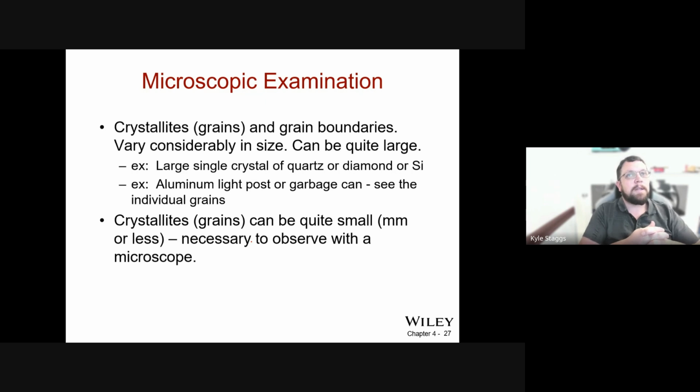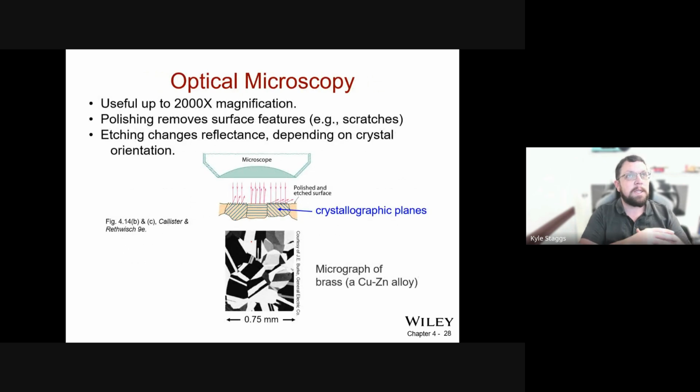On an aluminum light post or a garbage can or something, you can see the individual grains sometimes, because they'll be very large and very non-uniform. Same thing with zinc coated materials. Zinc grains can tend to be very, very large. Otherwise, the crystallites or the grains are going to be very small, usually less than a millimeter. And that means it requires a microscope to be able to see.